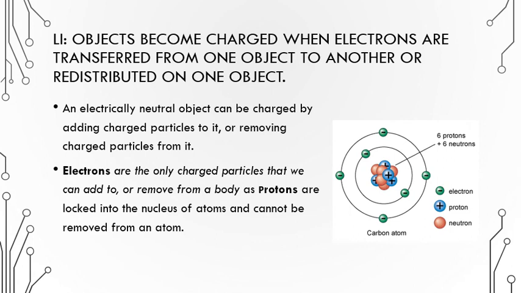Now, the next thing that we need to look at is that objects become charged when electrons are transferred from one object to another or redistributed on one object. Protons and neutrons don't move. They are stuck together with basically the strongest force known in the universe, called the strong nuclear force. So protons and neutrons are attracted to each other by the strong nuclear force. So they don't move, generally.